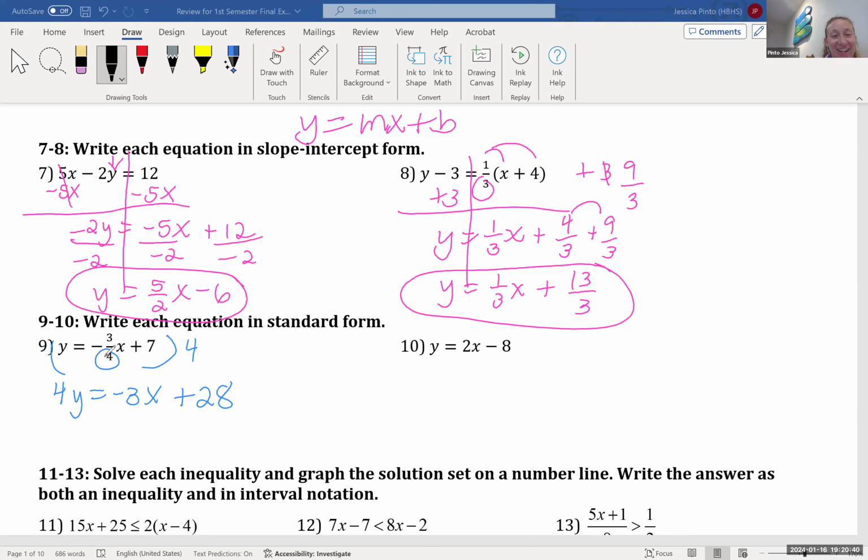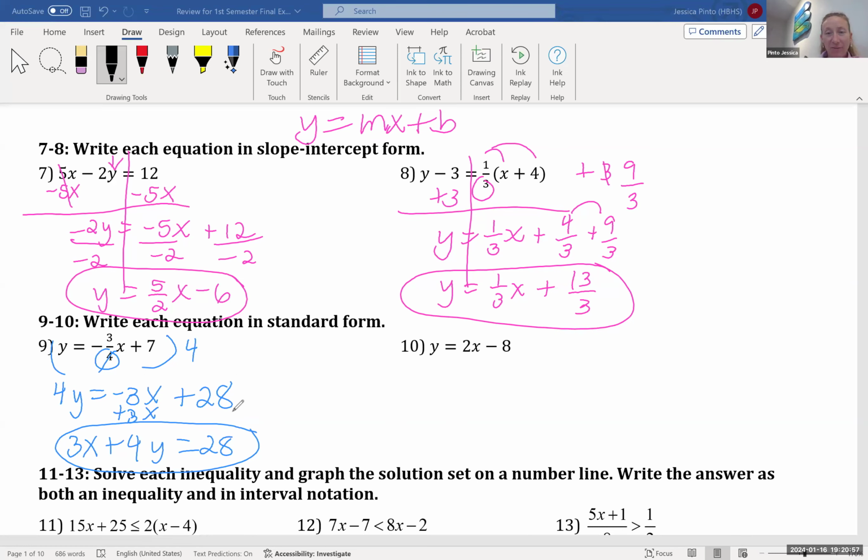And great. So the 4 canceled out, but the 7 and the y, they got multiplied by 4. So that's what we see. Then we add the 3x. And we got 3x plus 4y equals 28.